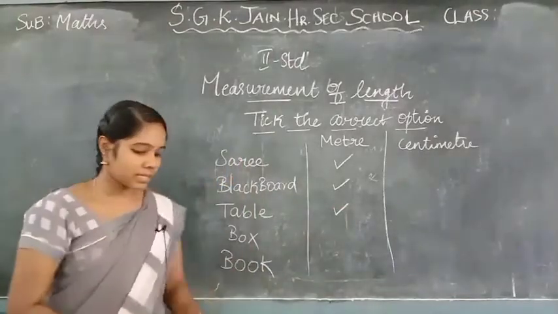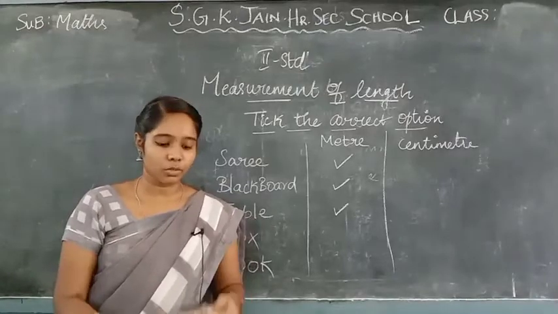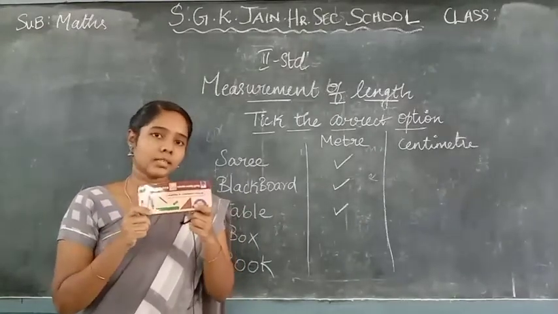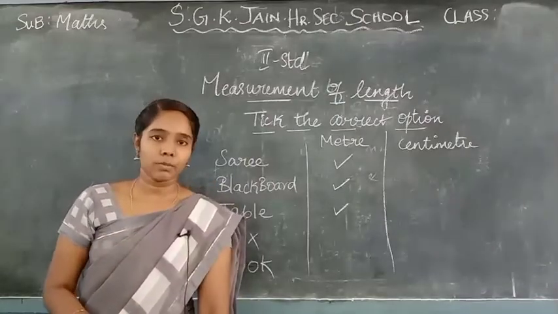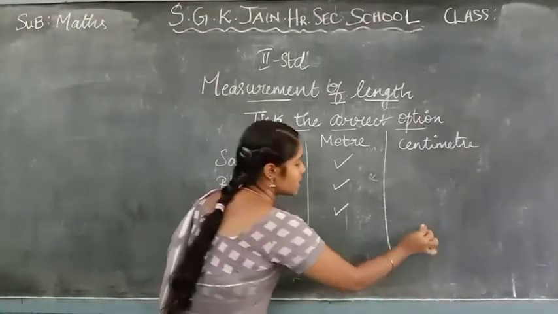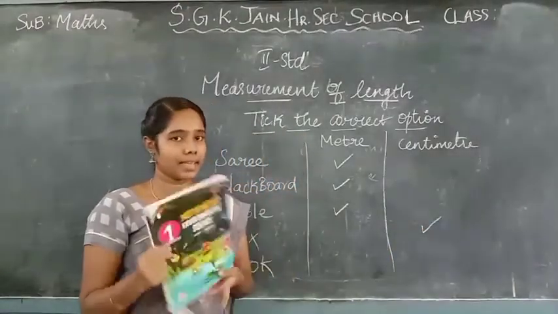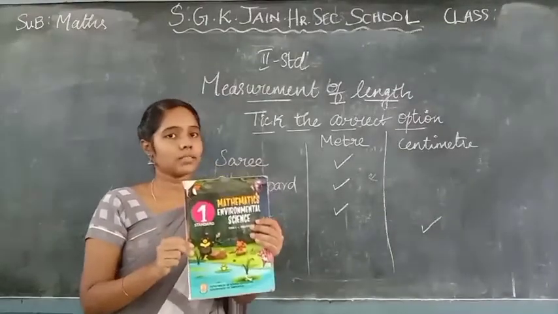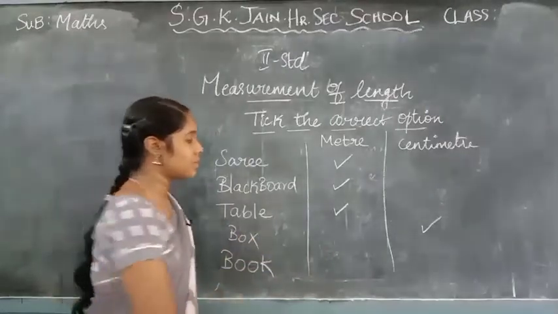Then box. How will you measure the box? See it and tell me, is this small or large? It is very small, right? So, we have to measure the length of the box using centimeter, for smaller objects we should use centimeter. And book. We saw the book. See, is it small or large? It is also small in length. So, we can measure it using centimeter.